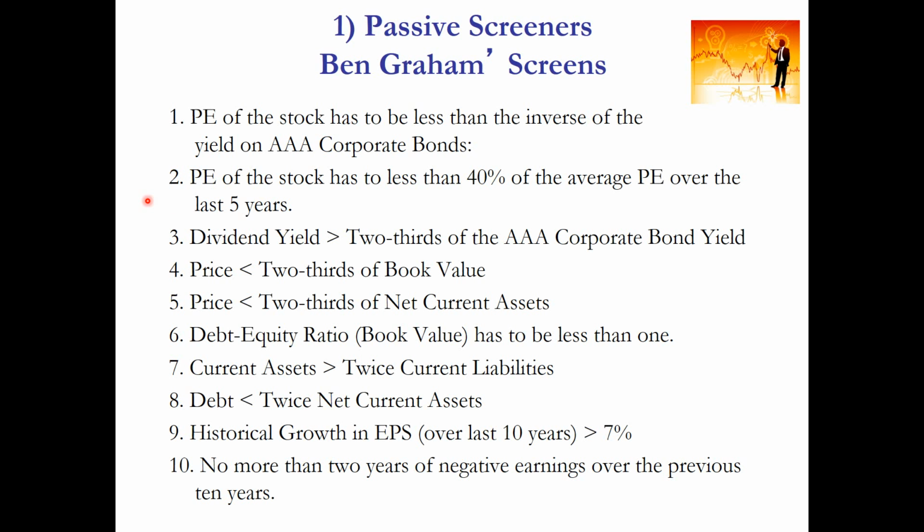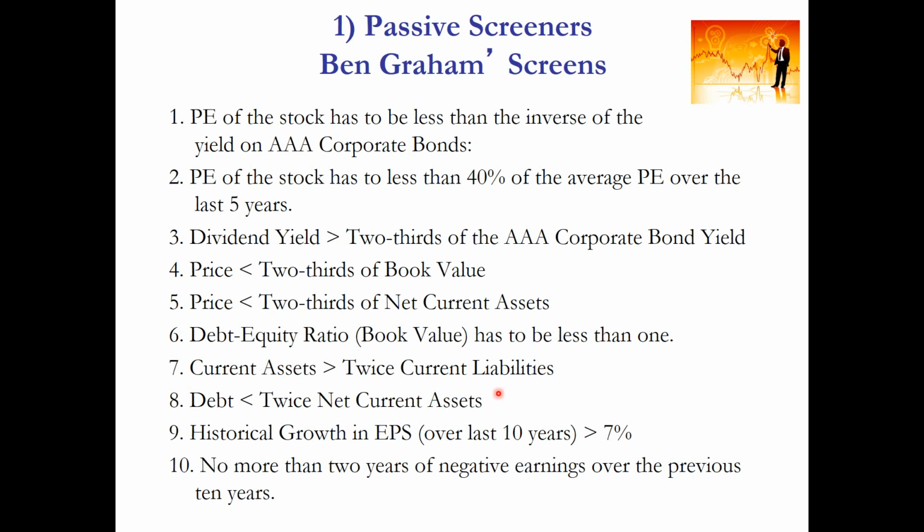The second one is that the price earnings ratio of a stock has to be less than 40% of the average price earnings ratio over the last 5 years. Then the dividend yield has to be 2/3 of the AAA rated corporate bond yield. The market price has to be lower than 2/3 of book value, and the market price has to be lower than 2/3 of net current asset. The debt equity ratio has to be lower than 1. It means that debt has to be less than equity.